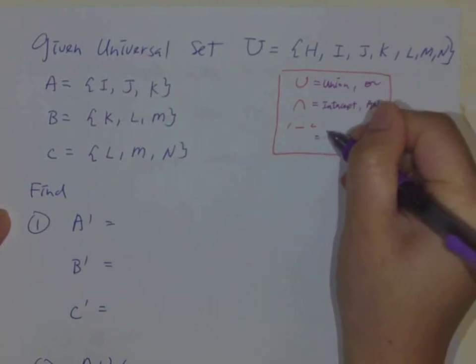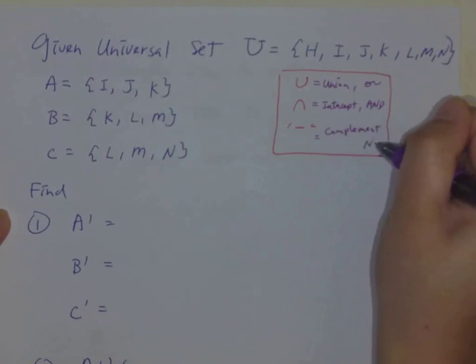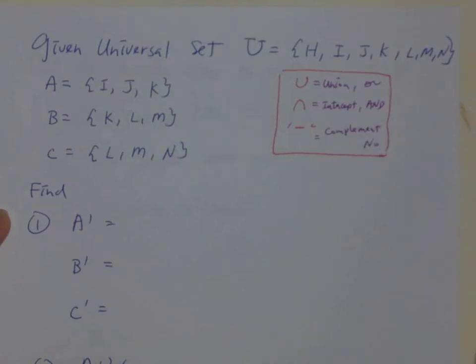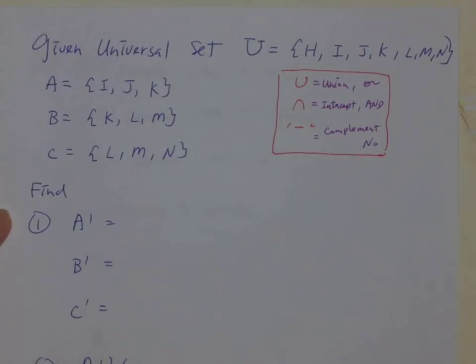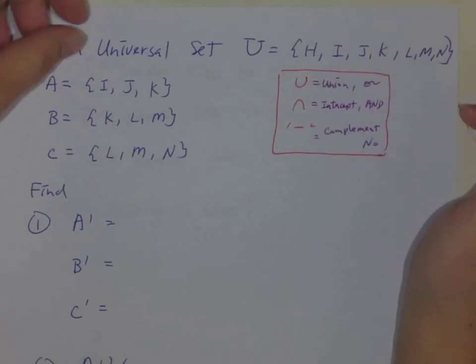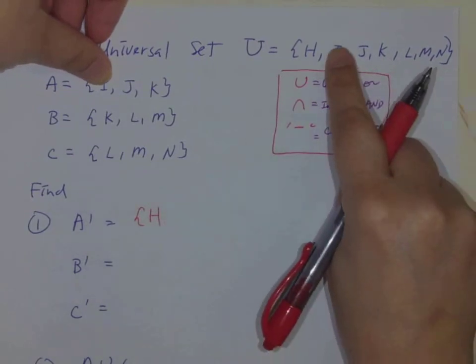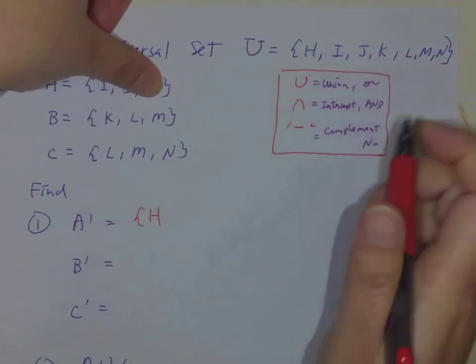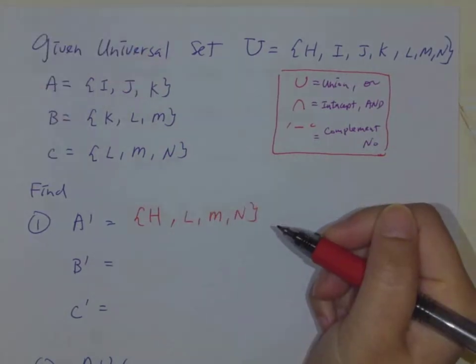The last one is complement, and the keyword is not, right? So we compare the set with the universal set. If we need to find not A, we are comparing A with the universal set, right? What is not in A? Not in A includes H, and then we have I, J, K, but L, M, N is not in A, right? So that's the first answer.